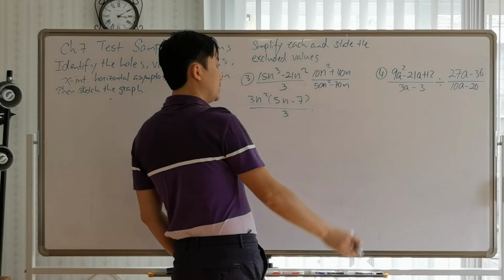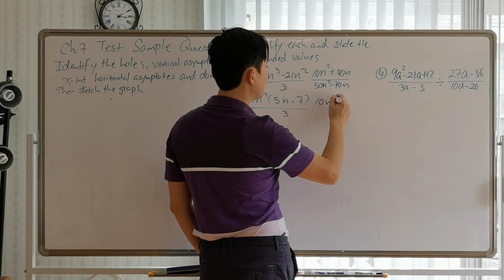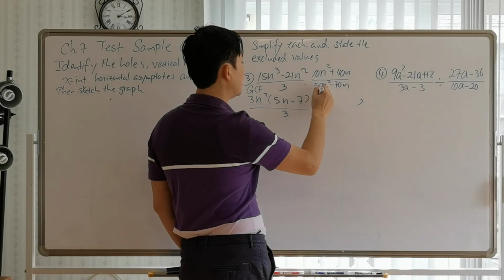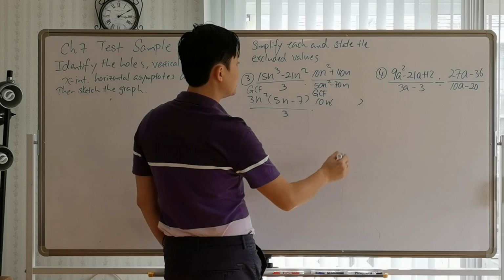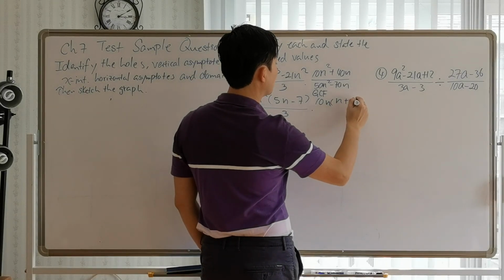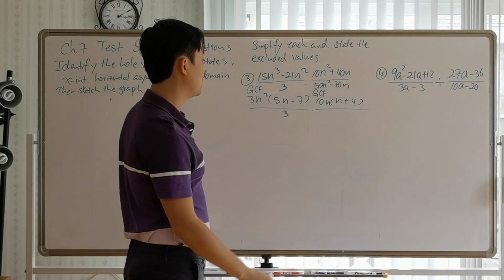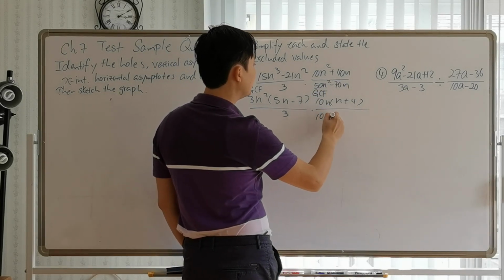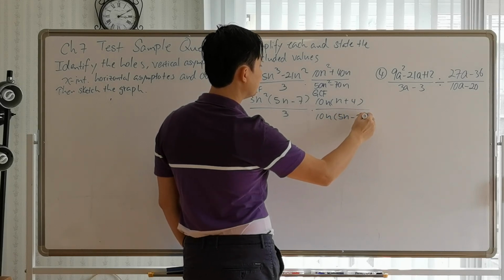And now what about the other binomial here? 10n squared plus 40n. So take out 10n, the greatest common factor. Again, if it is given as a binomial, we just want to look for the greatest common factor. So we do have n plus 4. Okay, making sure that it's correct. So n plus 4. And then the denominator, we want to take out 10n. So we do have 5n minus 7.